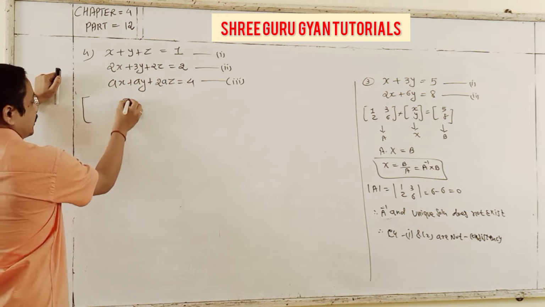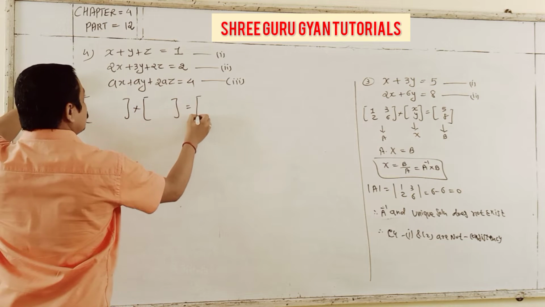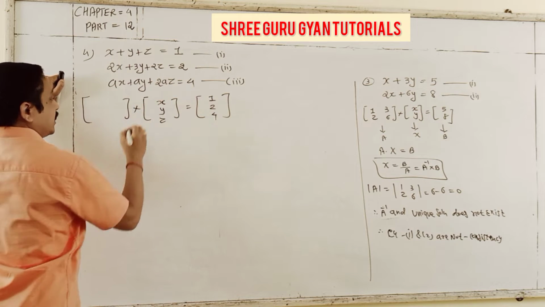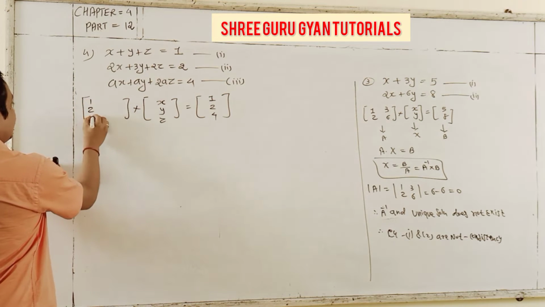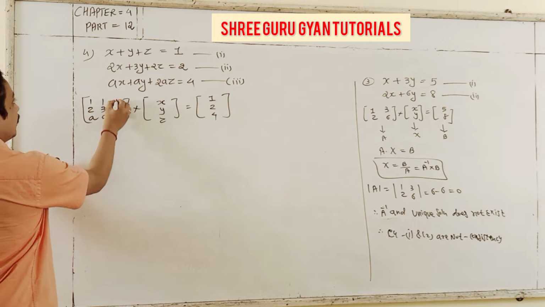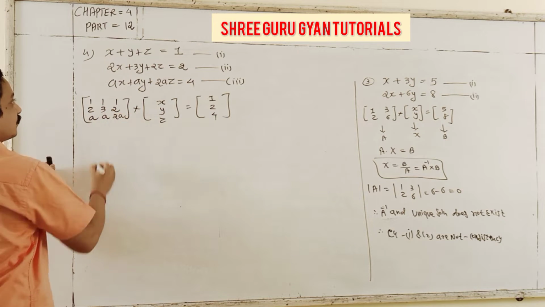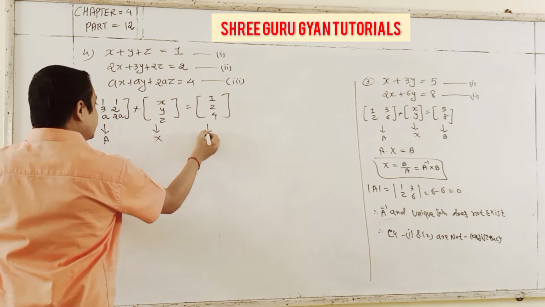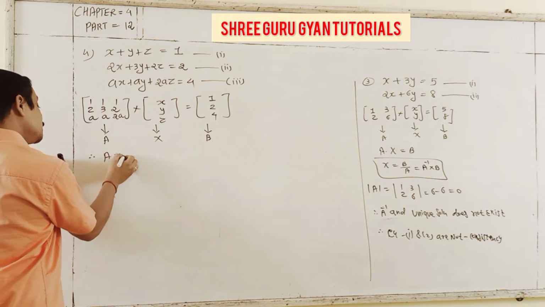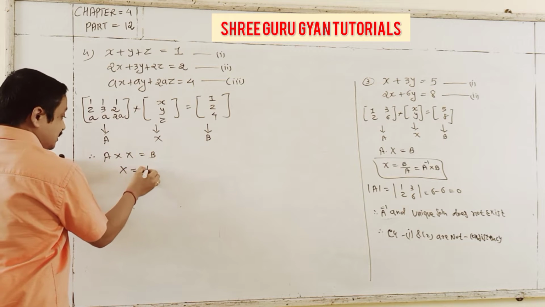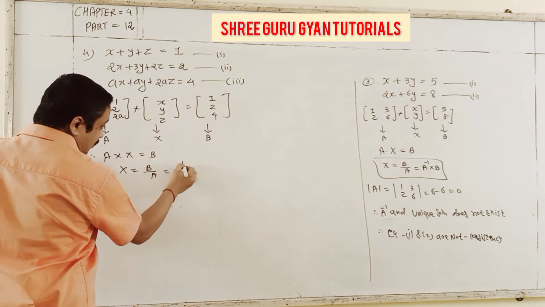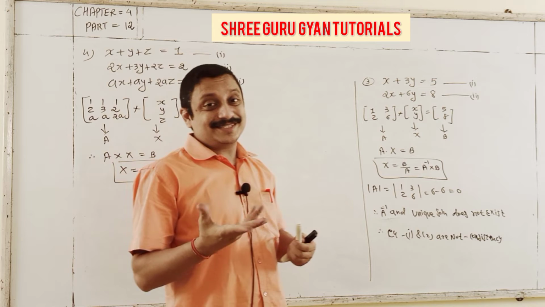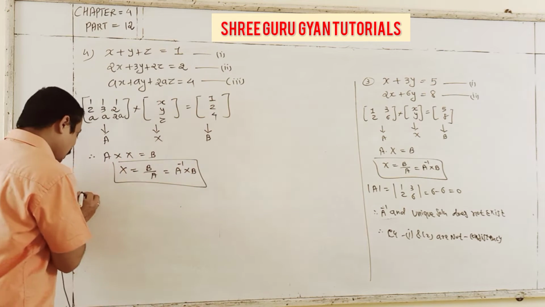This system we convert into matrix multiplication. The right side has 1, 2, 4 and x, y, z, and the coefficient matrix has rows 1 1 1, 2 3 2, a a 2a. Call these A, X and B. Again the same process: X is A inverse into B. Students, for A inverse we calculate whether the determinant is 0 or not.